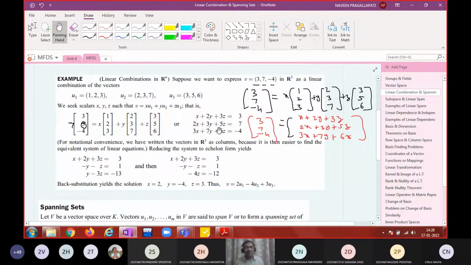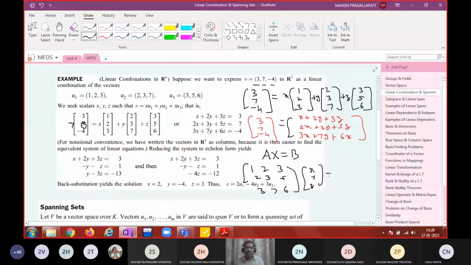You know, the system of linear equations you have studied is homogeneous or non-homogeneous. If the right hand side values are non-zero, then we say non-homogeneous. Every non-homogeneous system can be expressed in the form Ax equal to B. Am I right? And what is A? A is 1, 2, 3, 2, 3, 5, 3, 7, 6 into x. What is x? x, y, z equal to B. What is B? 3, 7, minus 4.